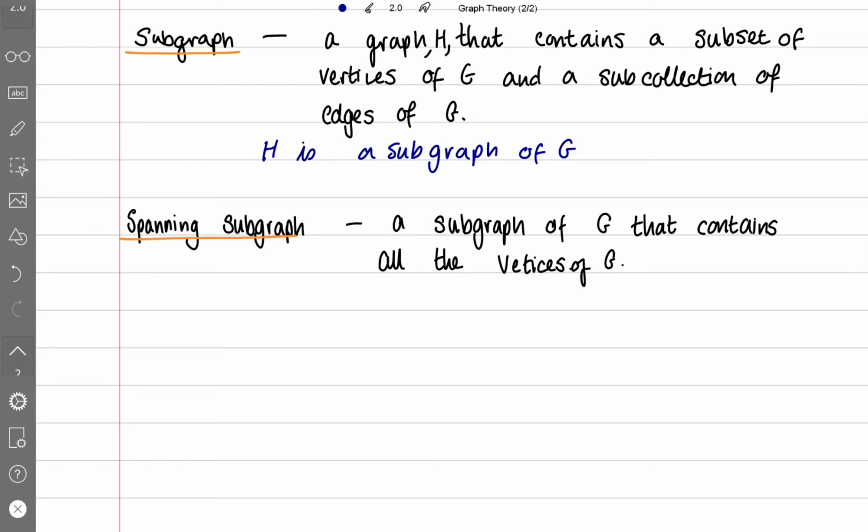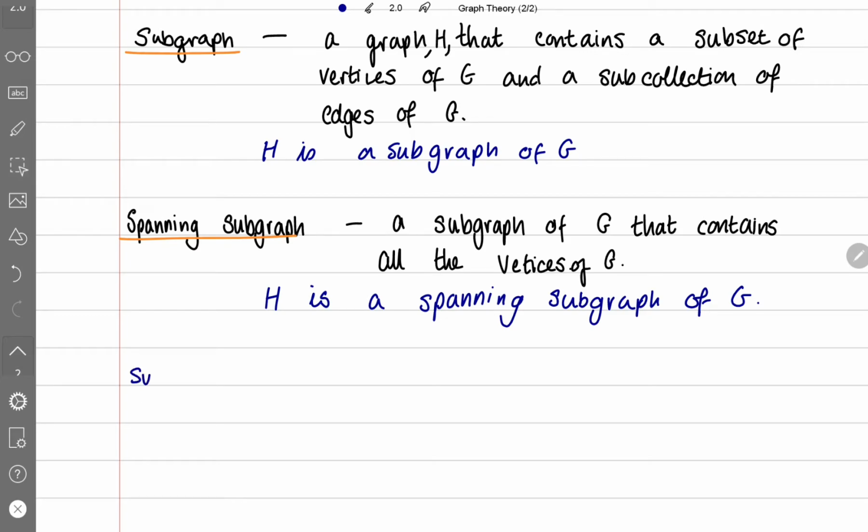And a spanning subgraph is very similar to a subgraph, but this spanning subgraph contains all the vertices of G. So you denote it as H is a spanning subgraph of G. Okay, so we'll do some examples just down here.